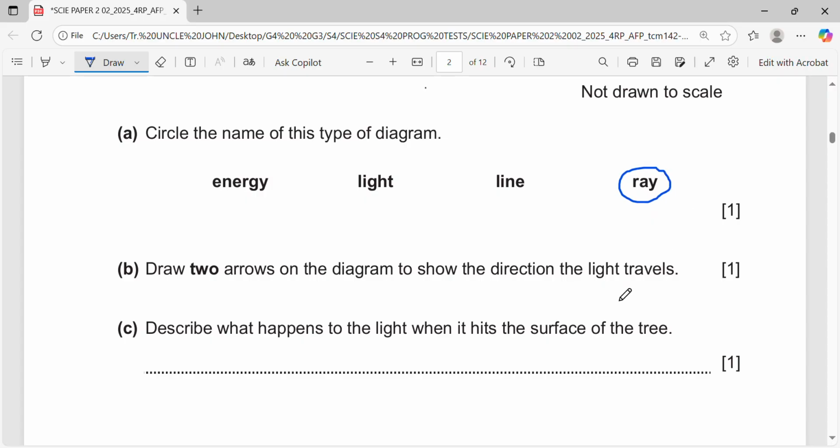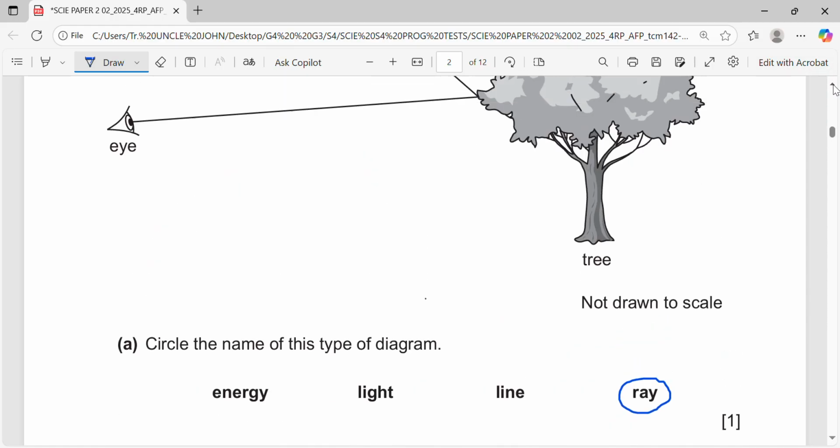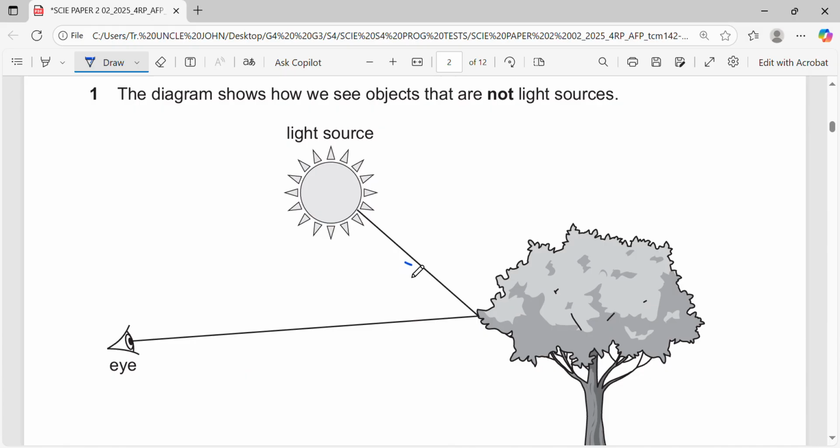Then, number 2, draw 2 arrows on the diagram to show the direction the light travels. So it is to come from the sun to the tree, and then the tree reflects the light to the eye. Just in this way.